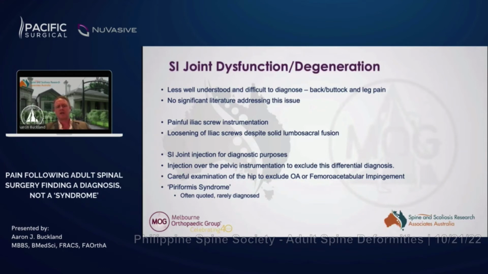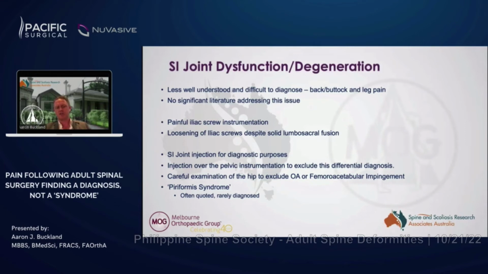Certainly, I've seen loosening of S2AI screws despite solid lumbosacral fusion. If that happens, you must be moving across your SI joint. And with those patients, when I've gone back and fused the SI joint, their pain's gone away. So I primarily fuse SI joints at the start, when I do their fusion to the pelvis, to try and avoid distal junctional problems.